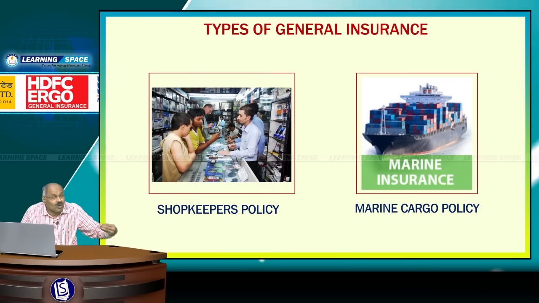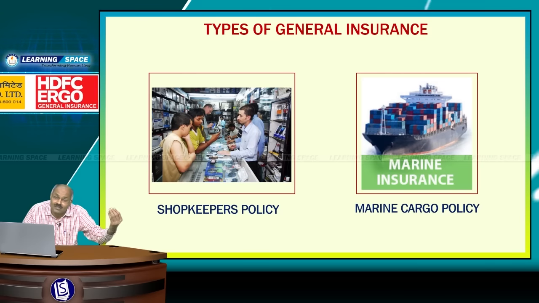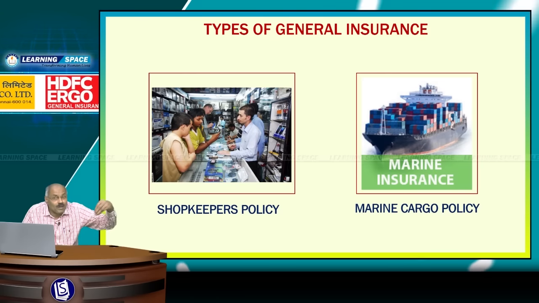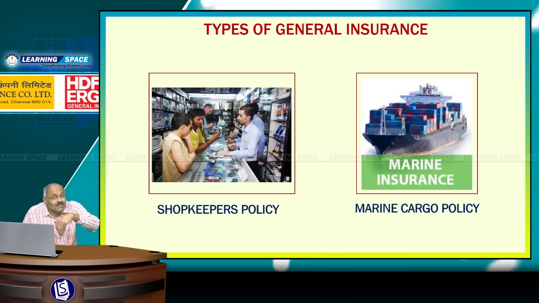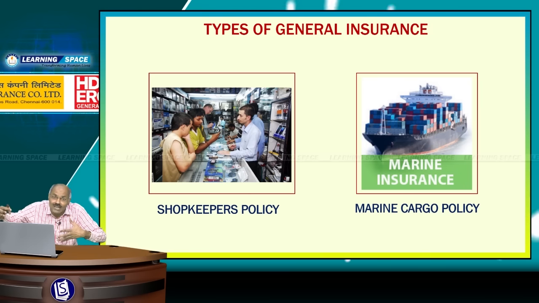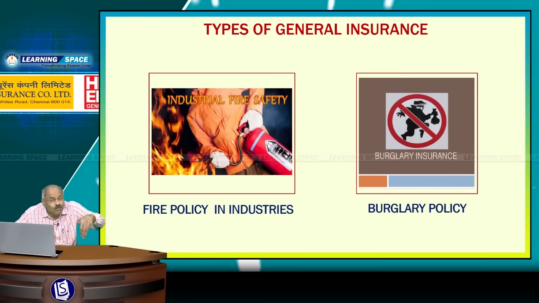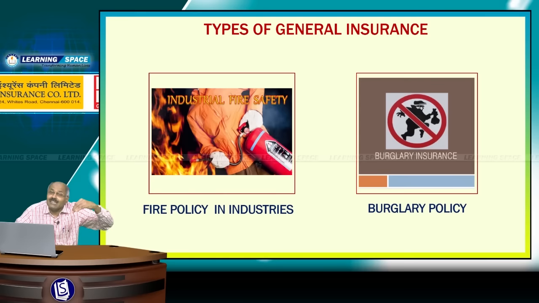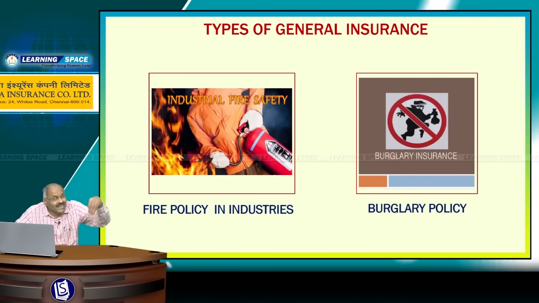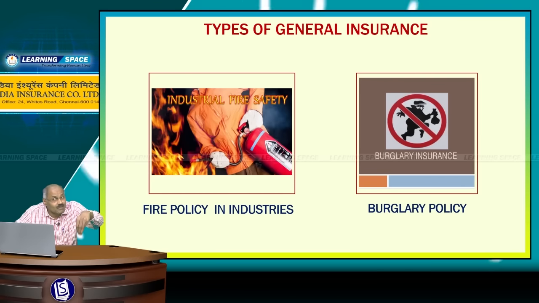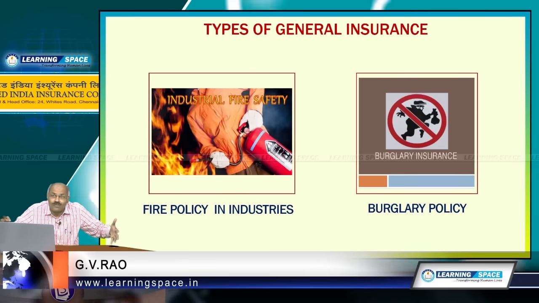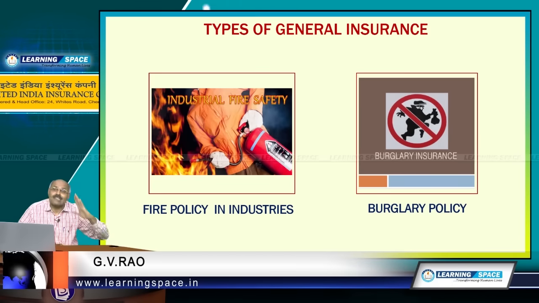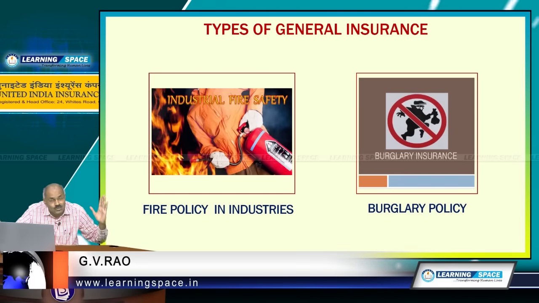Then shopkeepers policy, if something happens to the shopkeepers, to take care of that, the shopkeepers policy is there. Then the marine cargo policy, if something happens when something is being transported through sea route. Then this fire policy in industries. Fire in industries is quite common. To take care of that, this fire policy will be there. Then burglary policy. So, these are all examples of general insurance. Except life, all are general insurance.